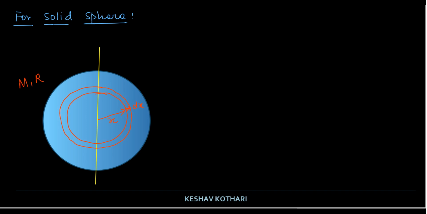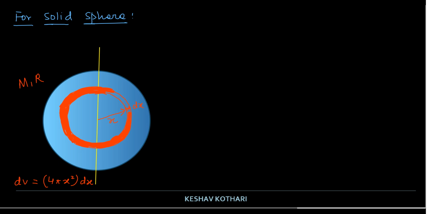So this time if I select something like this, the volume of this elemental part is going to be 4 pi x square into dx. That is the area of this particular sphere into its height, or we can say its thickness, which is equal to dx. If I multiply these two expressions, we will get the value of the volume of this elemental part, which is 4 pi x square dx.